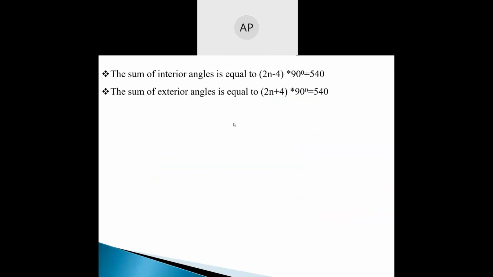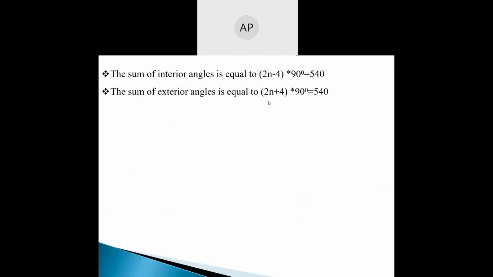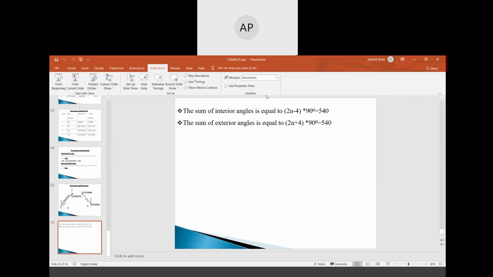And the sum of the interior angles, I cannot see. So these are the two formulas used to find the interior angles and exterior angles. Is there any doubt up to this? In the last formula, what is the n? The sum of the exterior angles is equal to (2n plus 4) into 90 degrees. N is the number of angles.